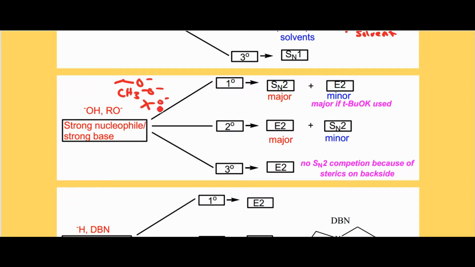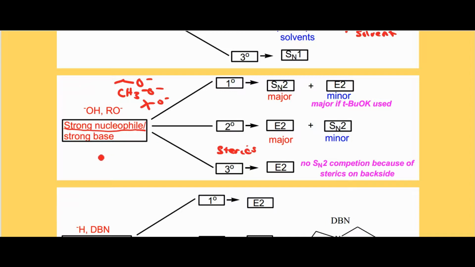And if you have the bulky one, a bulky base is going to give you E2, or if your substrate is bulky, which means it's sterically hindered, then SN2 is not going to happen. Instead, you're going to have E2. But why are we looking at this chart summary? Why are we just talking about E2 and SN2? It's because these are strong nucleophiles. Then you should see some substitution. And you're not going to see SN1 because, again, SN1 goes with weak nucleophiles. We're going to talk about that.